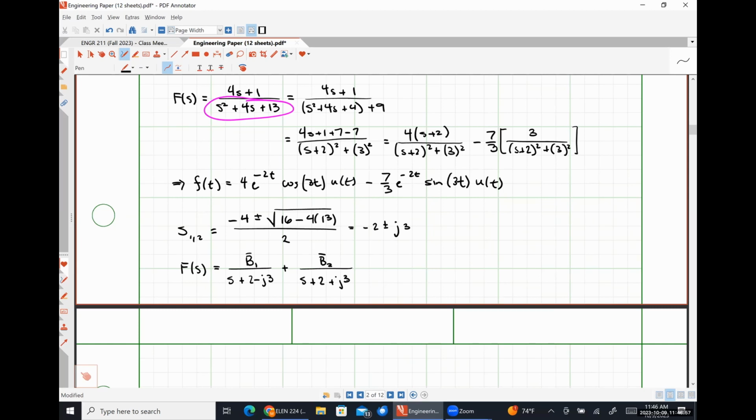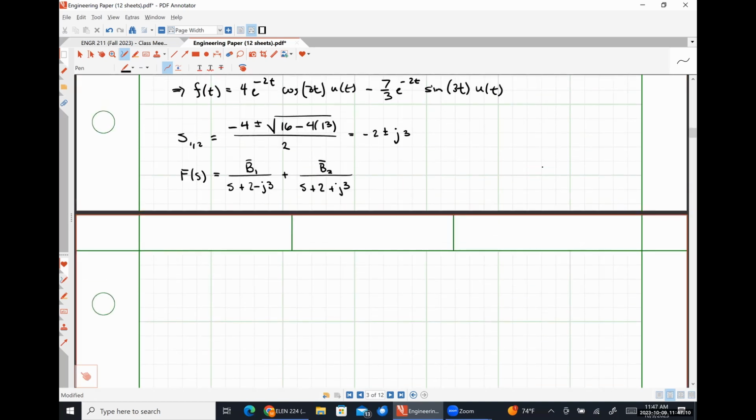All right, so these are distinct poles, which means we can just use the method that we had for distinct poles. So coefficient B1 is going to be s plus 2 minus j3 times f of s evaluated at s equal to -2 plus j3. We don't have repeated poles here, so it really doesn't matter which one I do first. I'm never going to do a derivative here.